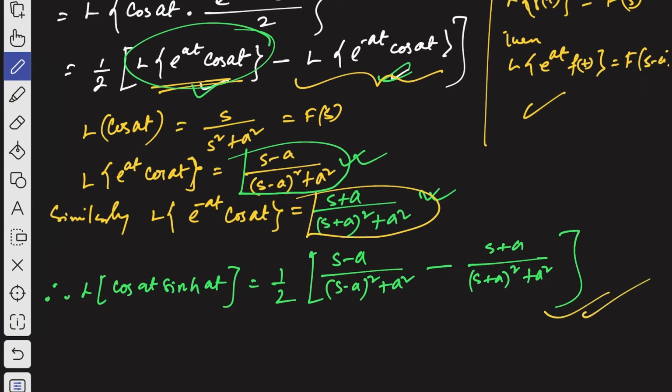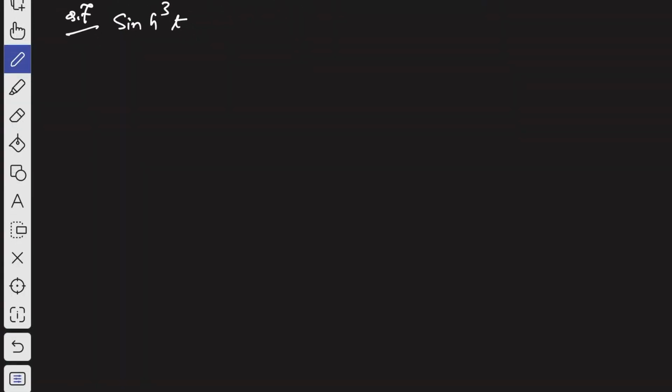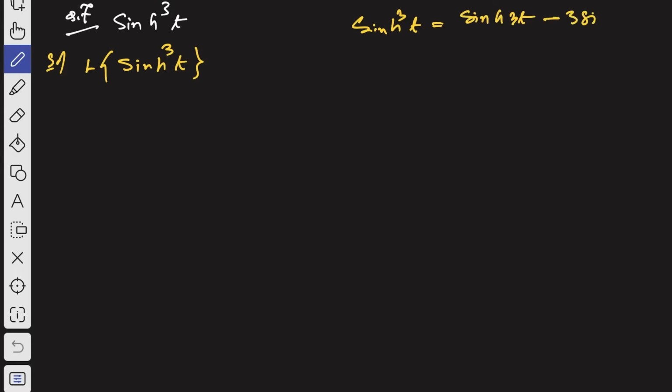So now let's move on to the next question. Let us solve this. Here we need to find the Laplace transformation of sine hyperbolic cube t, right? So here we are going to use this formula. Remember this: sine hyperbolic cube t can be written as (sine hyperbolic 3t minus 3 sine hyperbolic t) by 4, that's what we can write.